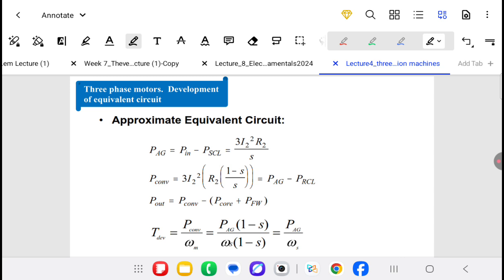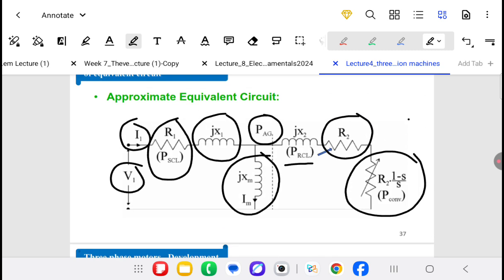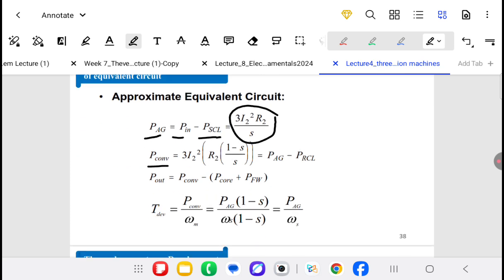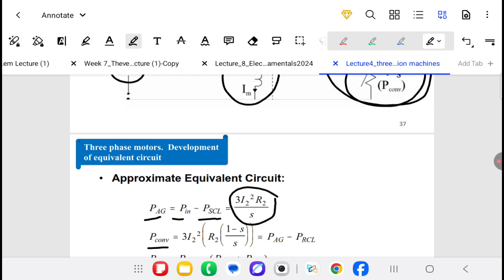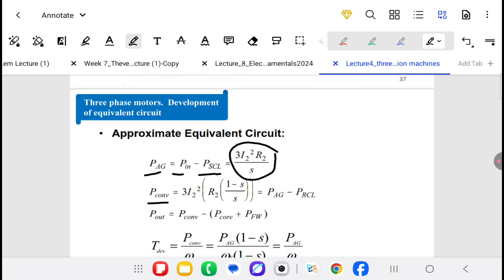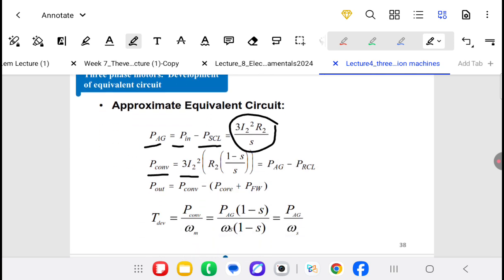For the approximate equivalent circuit, we have P air gap equals P input minus stator copper loss, or equals 3 I2 dash, or I2 square R2 over S, which is the power for these two resistances. The equivalent of these two resistances is R2 divided by S. And the converted power is the power which is going to be converted to mechanical power in the resistance R2 times 1 minus S over S, which is equal to 3 I2 square times the resistance R2 times 1 minus S over S, which is the difference between the air gap power and the rotor copper loss.